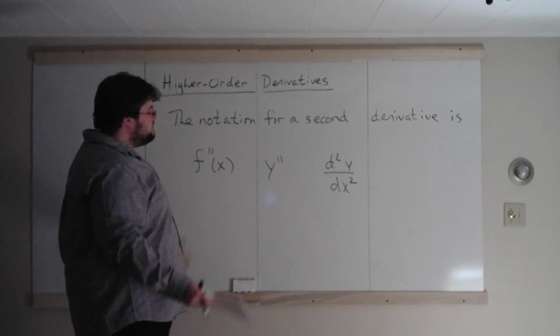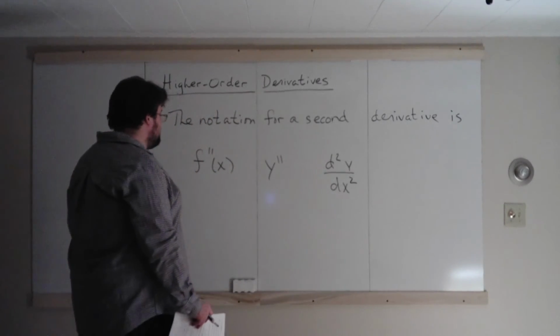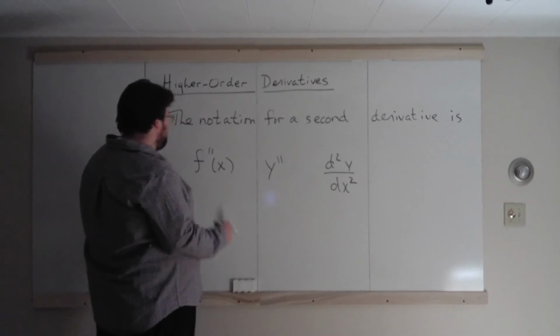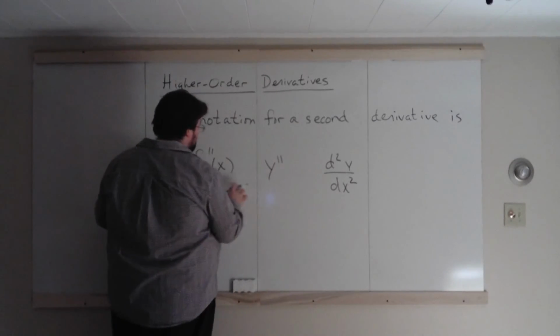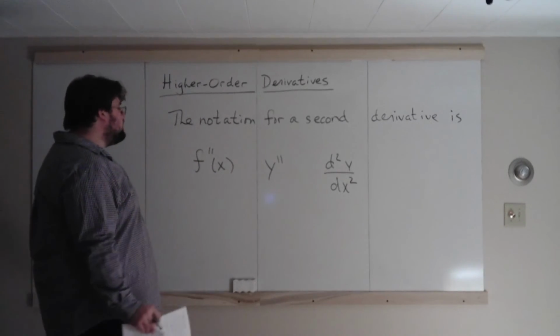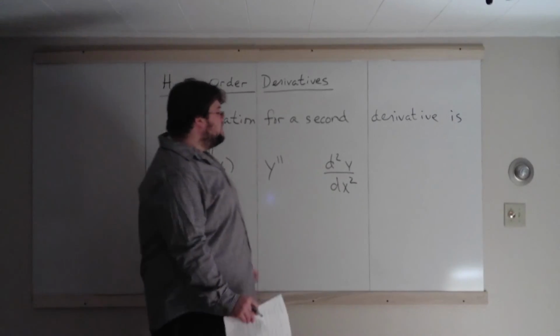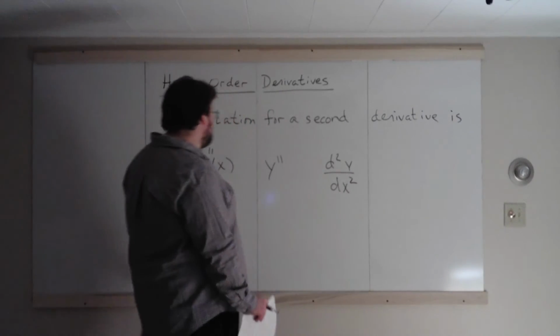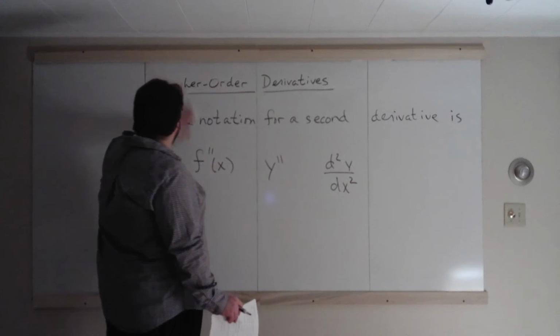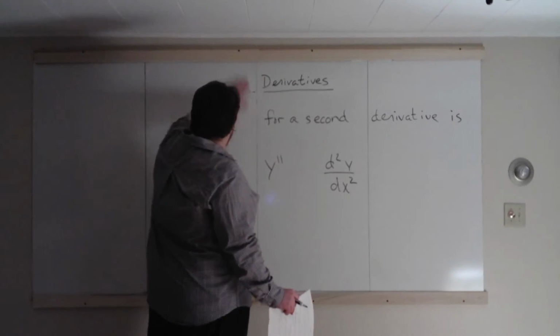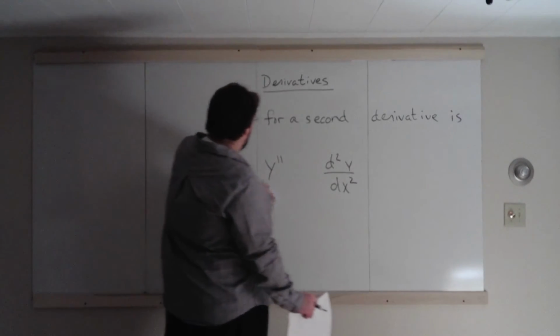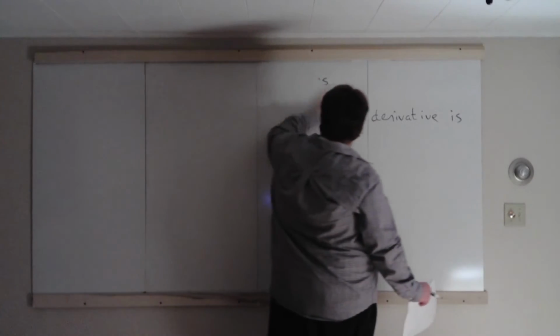With second derivatives and the higher order derivatives, third and fourth and so on, I'll pretty much stay with these two notations. I'll definitely stay with these notations because this gets a little messy. But let's look at an example. Let's find the second derivative.